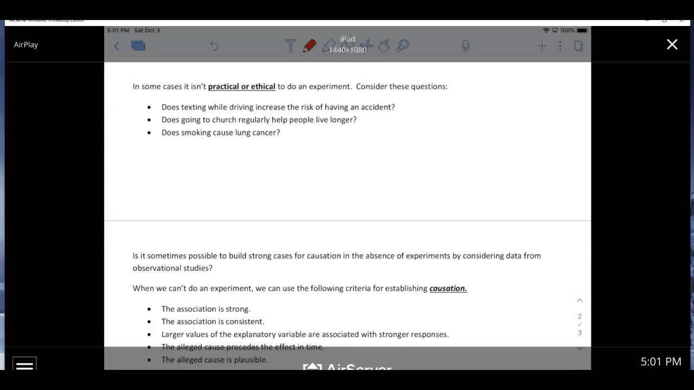So we're not going to do an experiment that kills somebody. We're not going to check into whether texting while driving is going to increase accidents or deaths. We're not going to actually experiment on those. We're not going to go and check and see if people who go to church regularly help people live longer. We're not going to mess with randomly assigning people to get to go to church or not go to church. That's not fair to them.